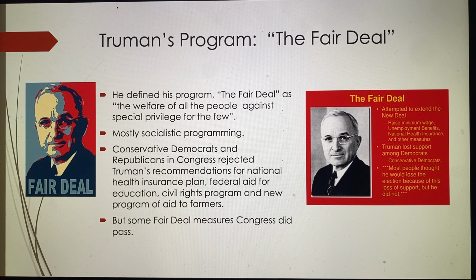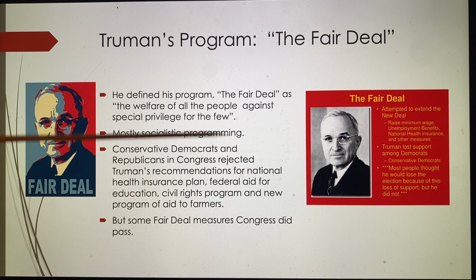The conservative Democrats and the Republicans in Congress rejected Truman's recommendation for a national health insurance plan. So just like what we had with Obamacare just recently, Truman had a health plan, but it was rejected in the Congress and didn't go through. And federal aid for education, he put forth federal aid for education. That didn't go right, and a couple of civil rights programs and a new program to aid farmers. A lot of these didn't go through because the Congress ended up not signing them, but some Fair Deal measures of Congress did pass.